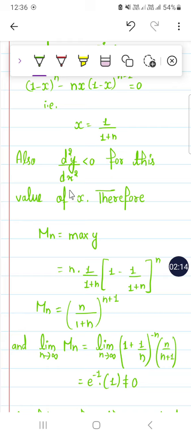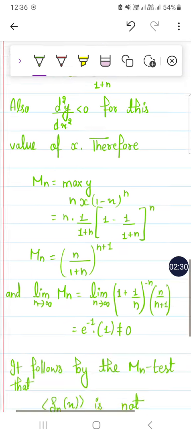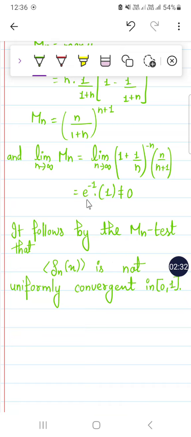Now put the value x = 1 over 1 + n in the function nx(1 − x)^n. Put x as 1 over n, then this implies Mn is equal to this, and when we take the limit, this implies e to the power −1 into 1, which is not equal to 0. For the Mn test it should be 0, so this implies that it is not uniformly convergent.